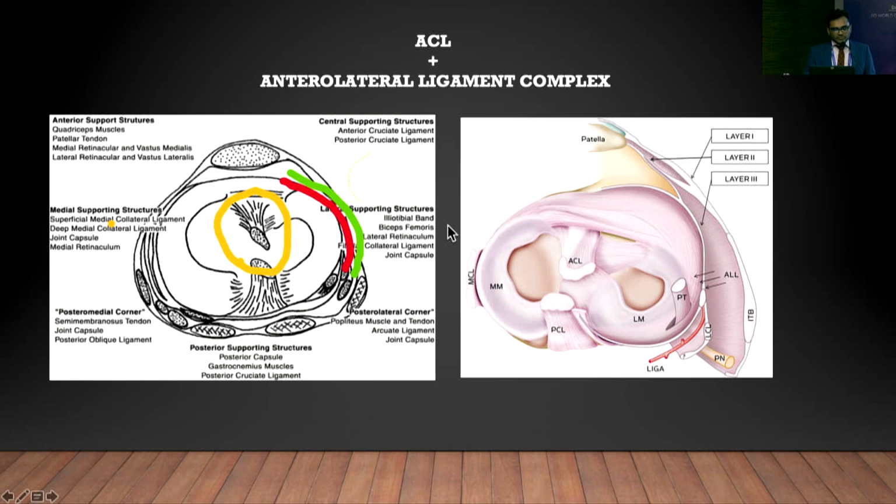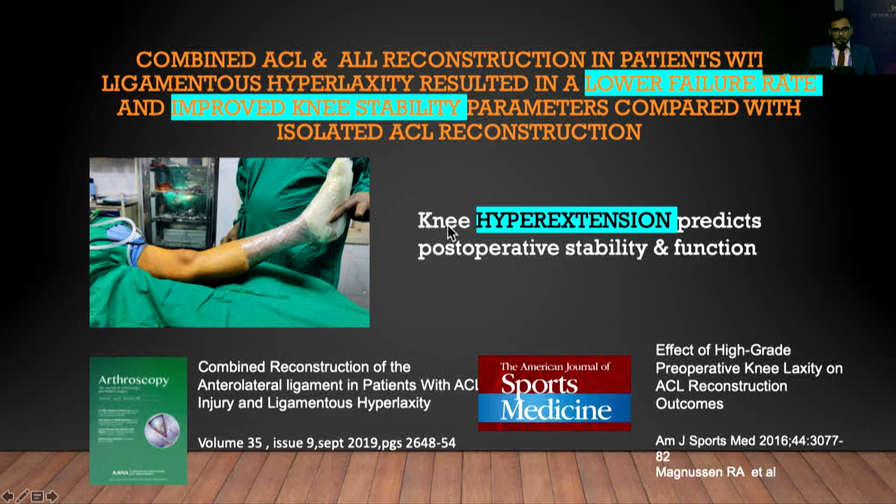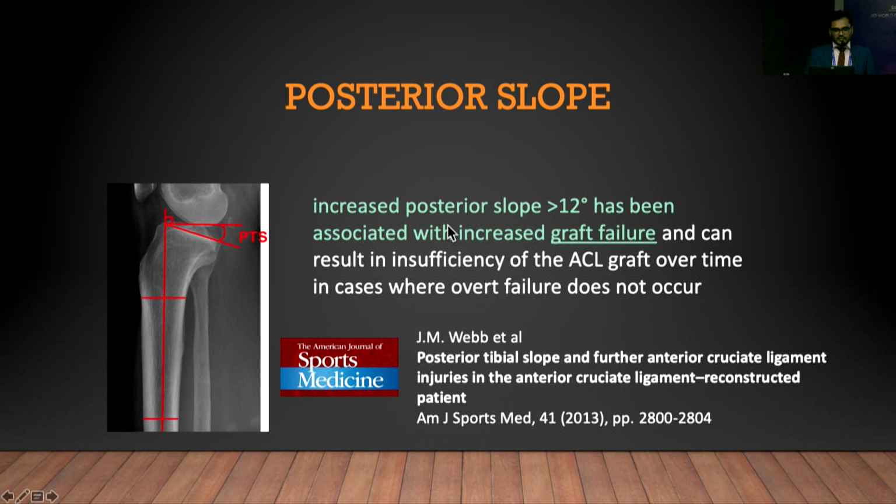We all have been concentrating only on the central pivot, that is the ACL reconstruction, to establish stability, and forgetting about the anterolateral structures, which are more commonly injured along with your ACL tears. Hyperlaxity and knee hyperextension also predict post-operative stability and function of your ACL reconstruction. And in these patients, we have to do something extra to your anatomic ACL reconstruction.